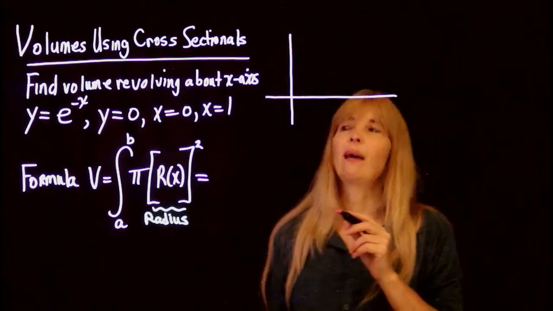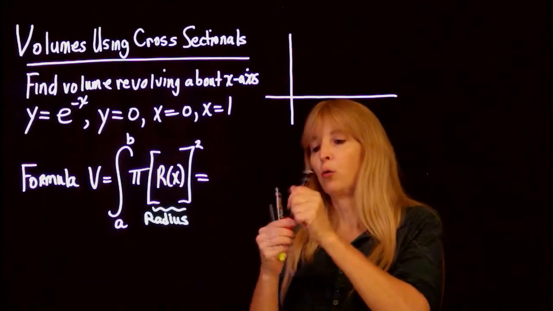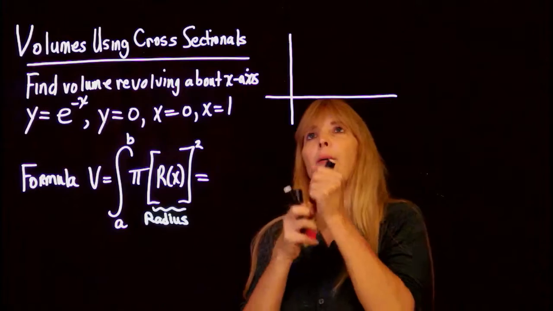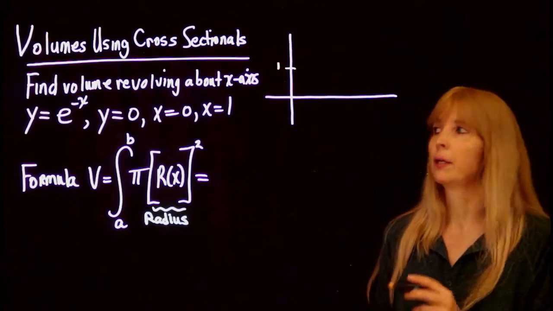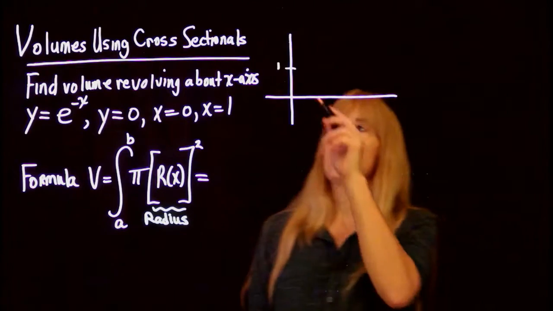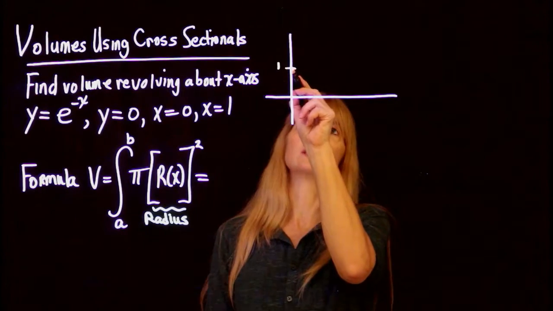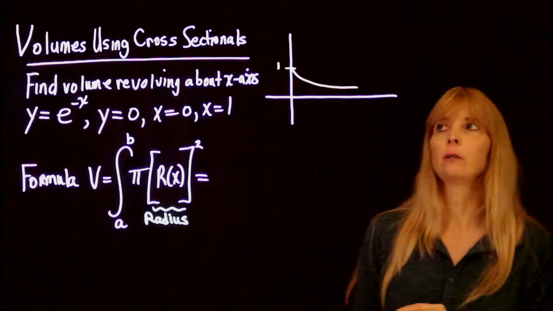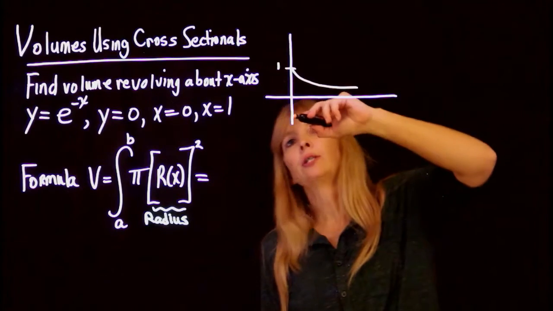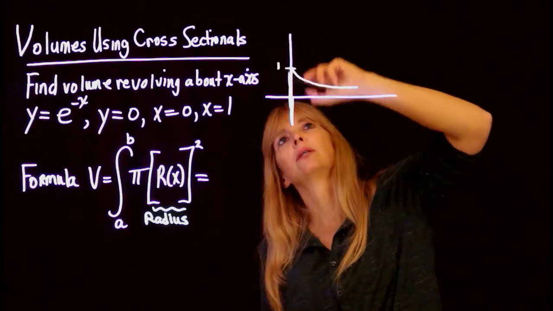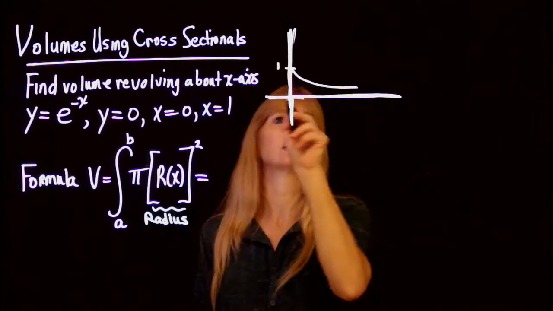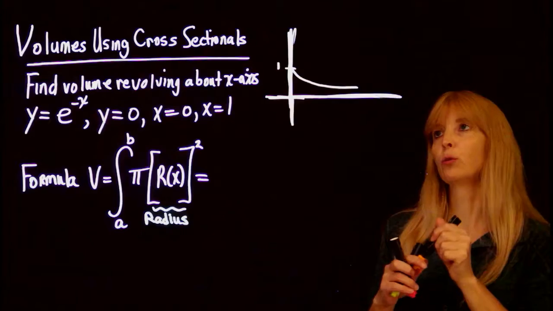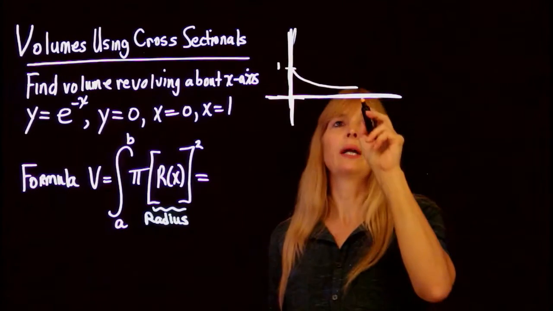And so I know if I'm at x equals 0, then I'm up here at 1, right? Because e to the 0, anything to the 0 would be 1. And e to the negative x looks like this. It's a decay function. And so I'm interested in bounding this by these axes. That's my x and y equals 0. And then also at x equals 1.